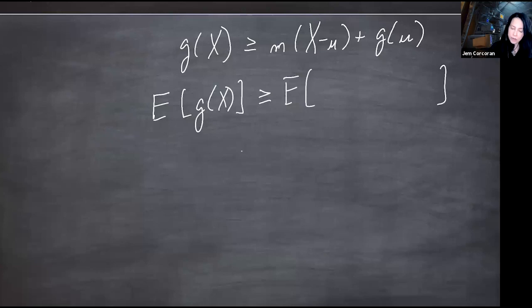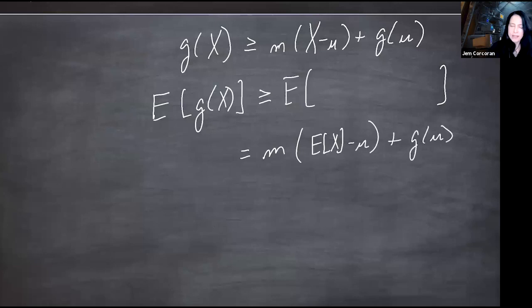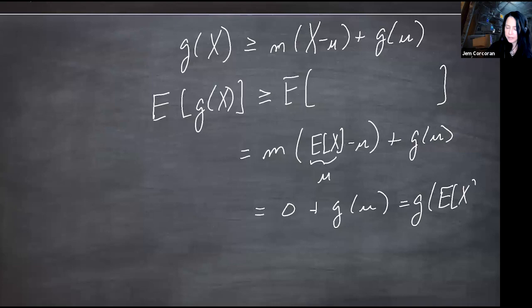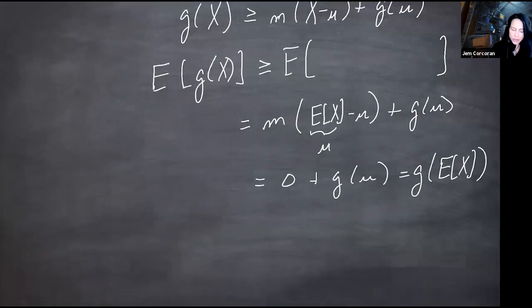And when I run that through, I will have m times the expected value of (X minus mu), plus g of mu, because that's a constant and non-random. So the expected value of g of mu is g of mu. And the expected value of X is mu. So I get 0 plus g of mu. And that is g of the expected value of X. So we have shown, here is Jensen's inequality, since I never gave you the direction.